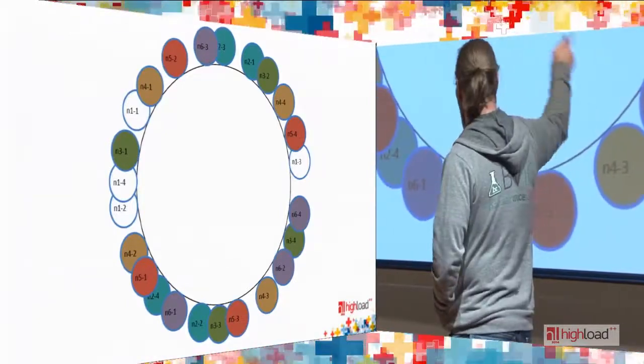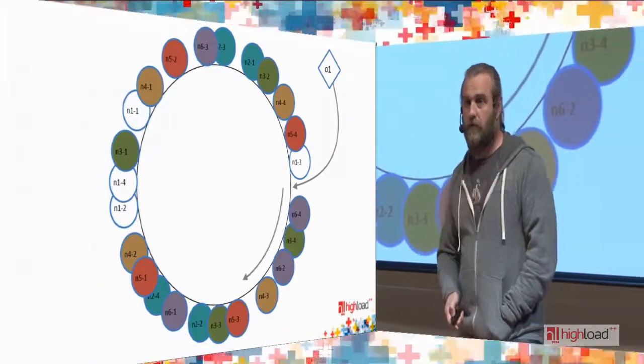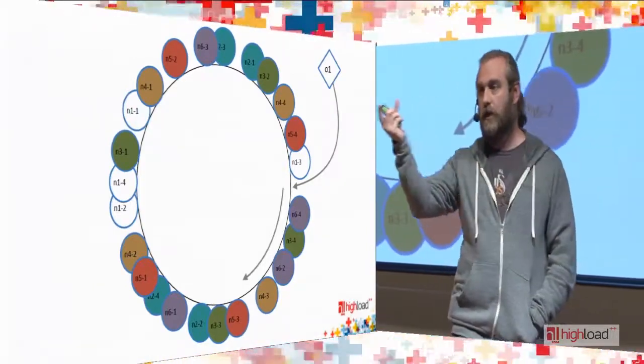So you hash all of those onto the ring, and then you want to put a piece of data in the ring. Well, you have a piece of data, and you have a key for that data.